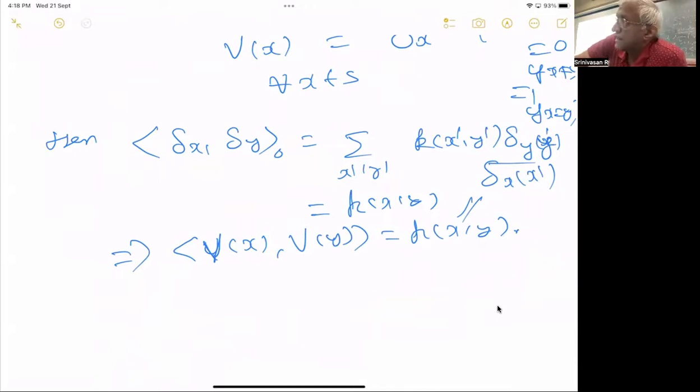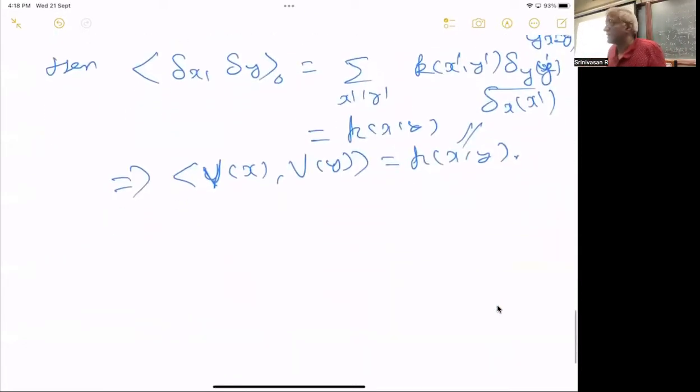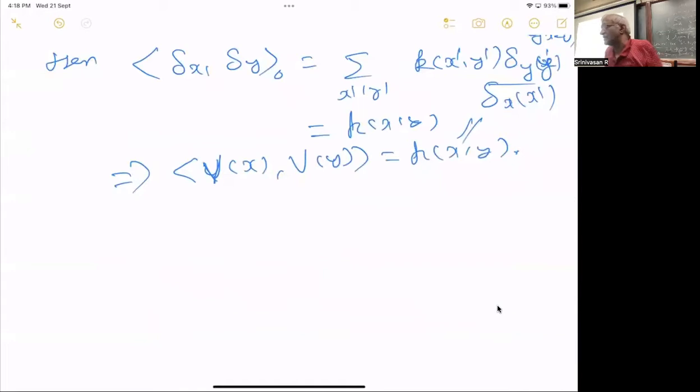Kxy is strictly greater than 0. Kxx, no, there is no condition like that. It is only greater than 0. There is nothing like 1 or something. It's okay. It is just that the image of V is total. That's all. Okay, this is okay.